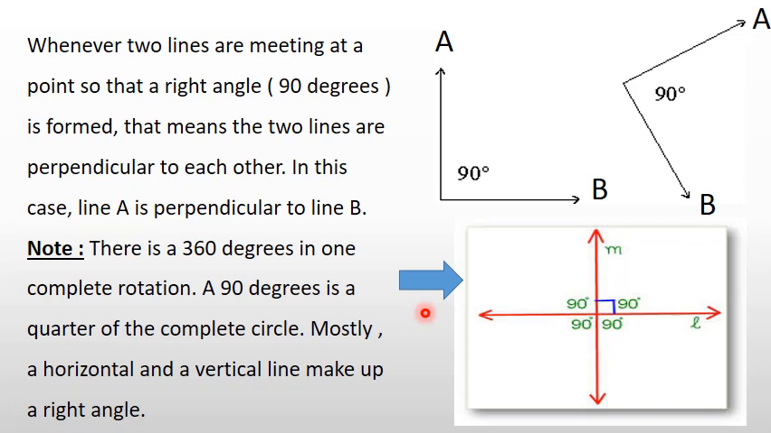Okay, what is basically an angle? An angle is formed when two lines meet at a point. Whenever two lines are meeting at a point, at that very point, which is called the vertex, there is an angle formed. Now there are actually so many angles, and overall there is a 360 degree angle in one complete rotation.